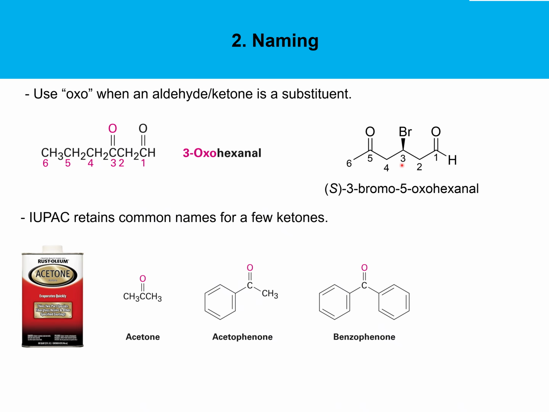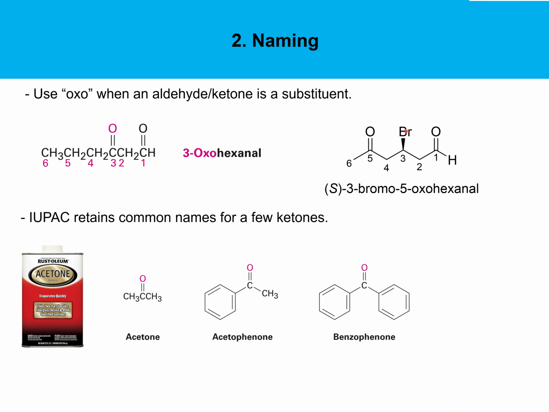We have a substituent on carbon 3. So we add that substituent in the front of the name, so 3-bromo. And then lastly, we have the S stereochemistry of carbon 3. So we can confirm that by looking at the substituents around it.